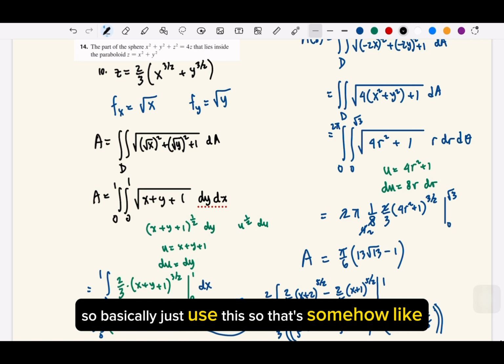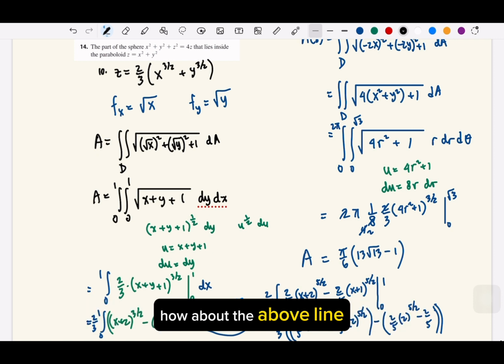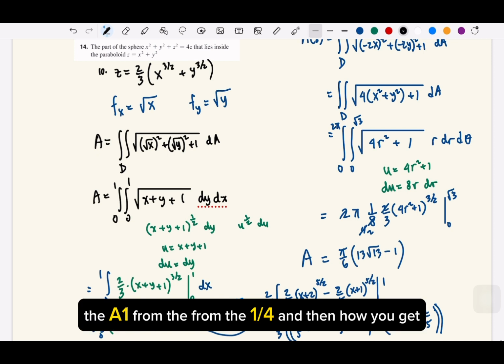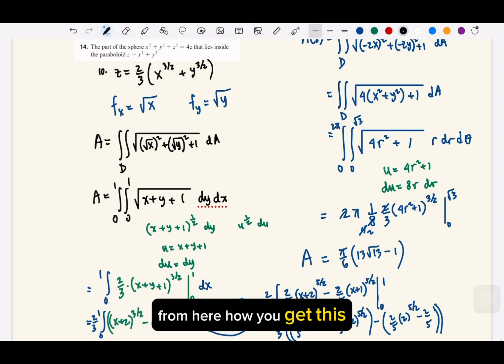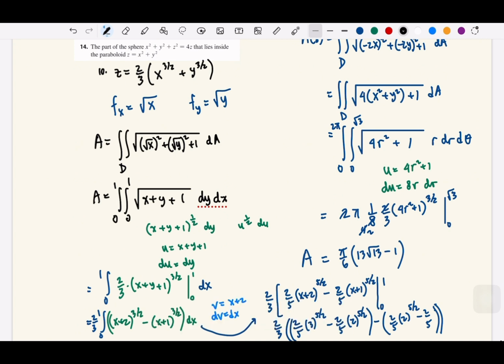So basically, this u is this. So that's how. But how about the line above, the I one, from the I equal to, how do you get this one? Okay, for this one, from here, how do you get this one? Oh, this is the square.